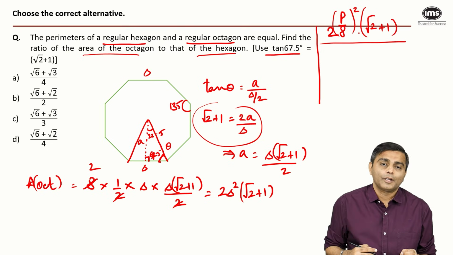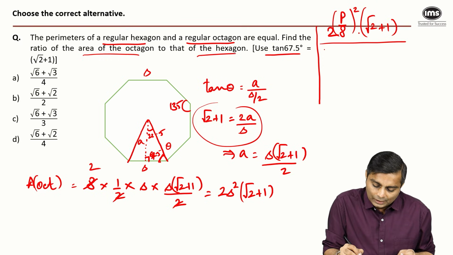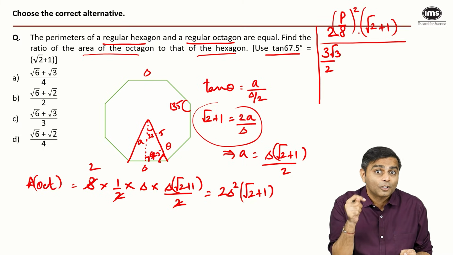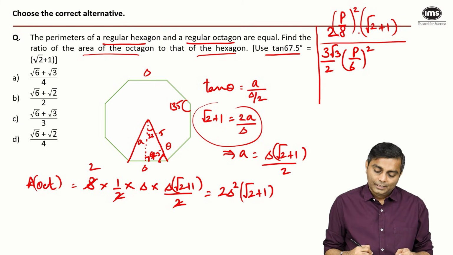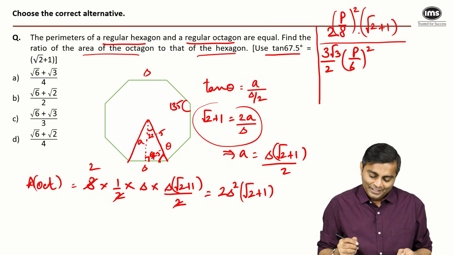Upon the area of a regular hexagon. What is the formula for the area of a regular hexagon? 3 root 3 by 2 side squared. So 3 root 3 by 2 times side squared. The side of the hexagon, since our perimeter is P because they are equal, is going to become P by 6. So P by 6 the whole squared. Correct? Yes.